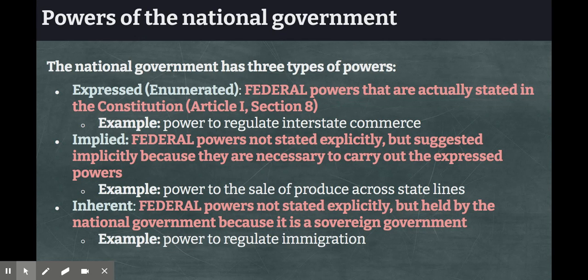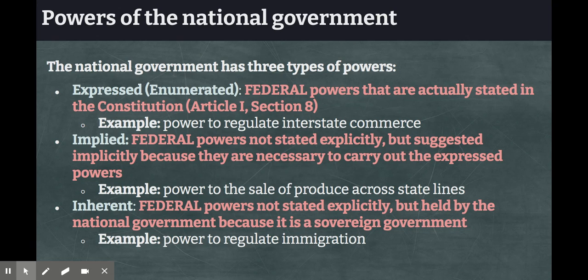Now, the next kind of power is called an implied power, and these are federal powers that are not stated explicitly in the Constitution, but are suggested implicitly or implied because they are necessary to carry out the expressed powers, right? So, for example, there's nothing in the Constitution that explicitly says that Congress is allowed to regulate the sale of produce across state lines, but that would fall under the category of interstate commerce, right? The framers couldn't actually sit down and list out every single item that could be traded across state lines, right? So this is implied by that expressed power up there.